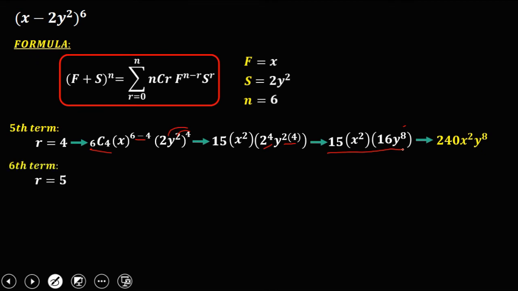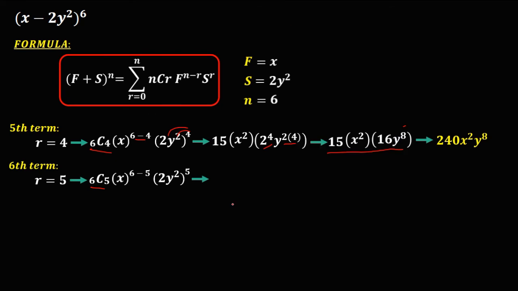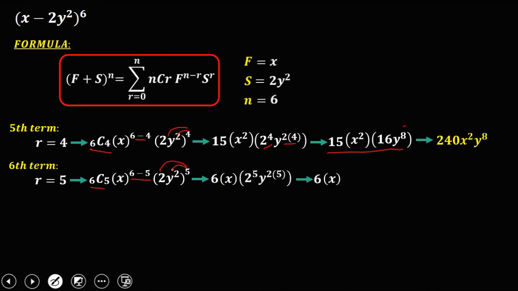Then for the sixth term, r now equals 5. So 6 choose 5, then x to the power 6 minus 5, and 2y squared to the power 5. Then simplify, 6 choose 5 is 6, and x to the power 1. Then distribute the exponent, so 2 to the power 5, then y squared to the power 5. Then simplify, so 2 to the power 5 is 32, and 2 times 5 is 10. Then you multiply, that's 192xy to the power 10.